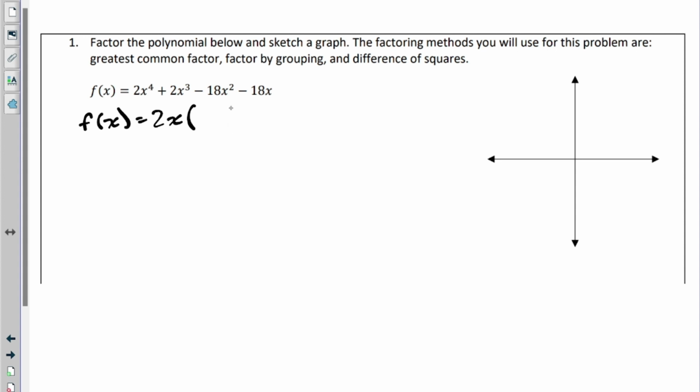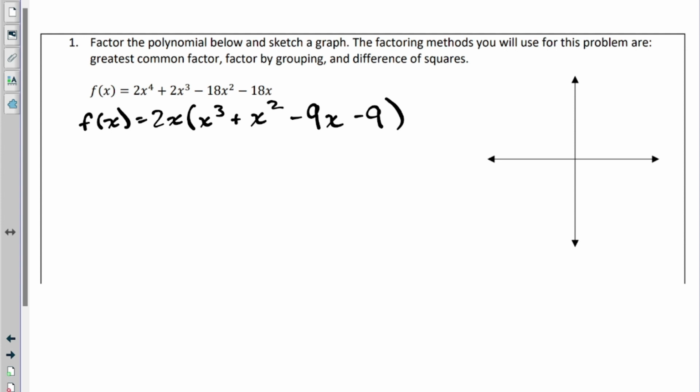And so what that would mean is if I take 2x and I multiply it by x cubed, I'm going to get back to 2x to the fourth. And then that same process, plus x squared, right? 2x times this will get me back to 2x cubed. And then this one divided by 2x is minus 9x. And then finally minus 9, okay? So we've done one step. We've taken out a factor of 2x, and that's good.